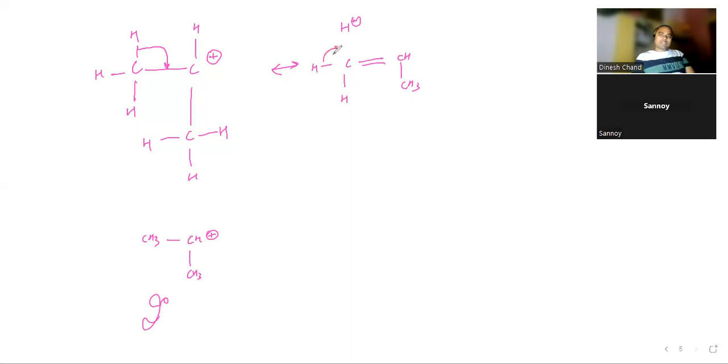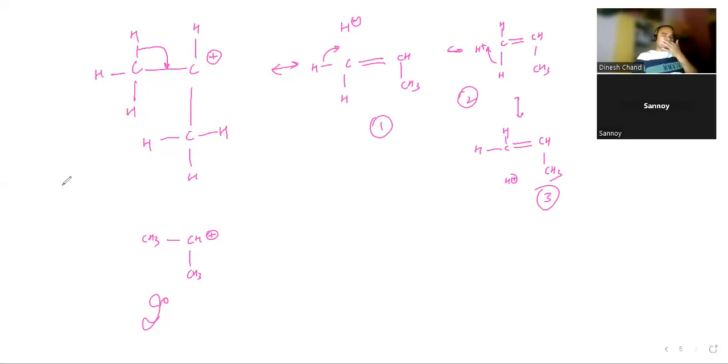Another time this structure is going to be. So what will happen? Here is the C, this is the hydrogen. Here is H plus, this is the hydrogen, double bond CH, and here is CH3. Next time this one is going here. So what will happen? This is the H, C, here is H, this is the H plus, double bond, CH, and here is CH3. So total, here is 1, 2, 3 structure. With one methyl group, how many structures we are getting? 3 structures.